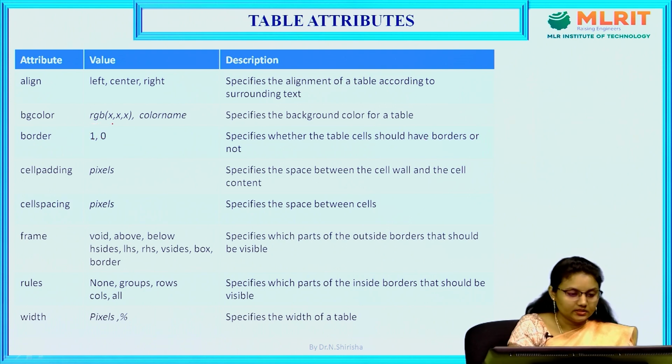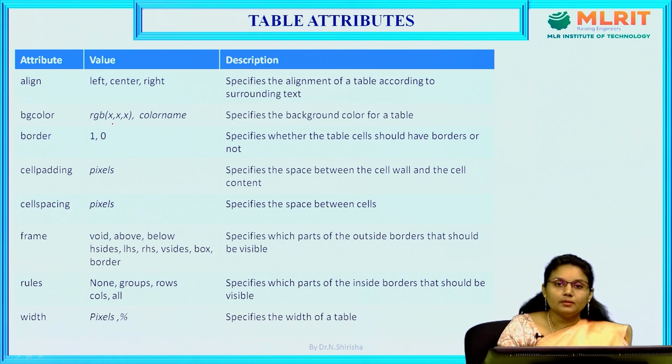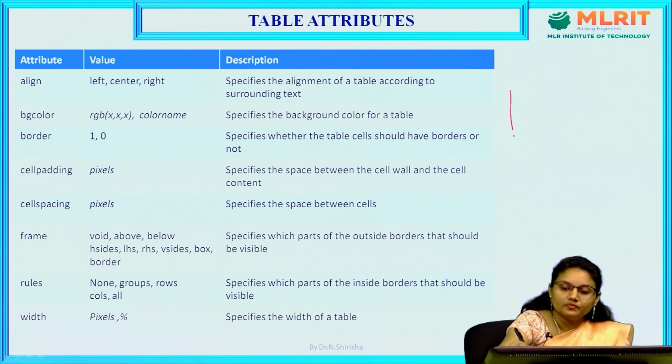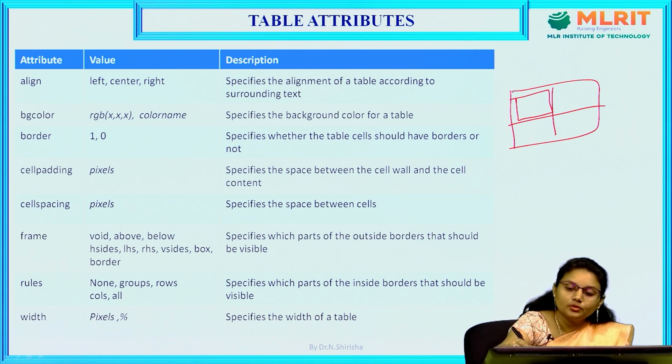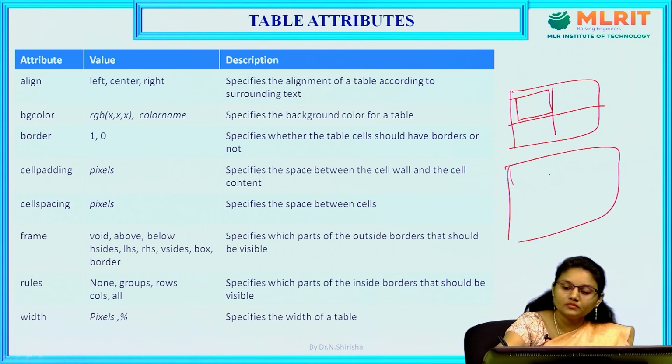Okay, then cell padding. Cell padding is nothing but whenever you have this tabular format, this is nothing but 1 cell. Clear? Then whenever you want to give the space, I'll take one more table. Here you have this one, but I need the cell in between, in the center. So the space whatever you want to give in here, this is nothing but cell padding.